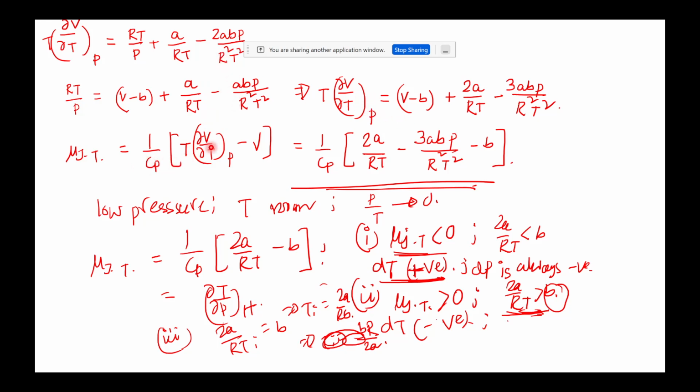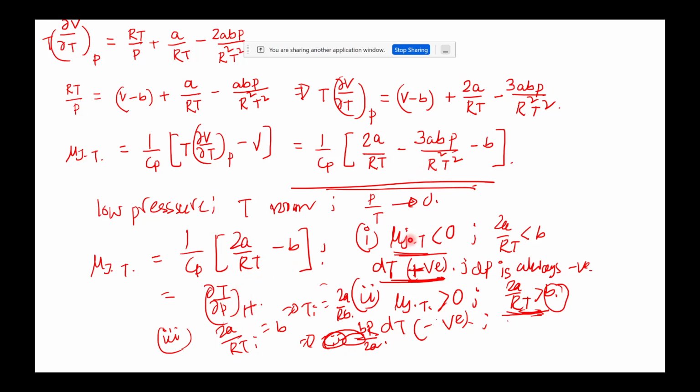And after putting all those expressions together, we will get this kind of expression. And we can get a tricky scenario. First, we have to neglect this thing because at low pressure and room temperature, this thing is very small, so we can neglect this. So scenario 1, when 2a by RT is equal to b, there will be no heating or cooling, so this will be the inversion temperature.